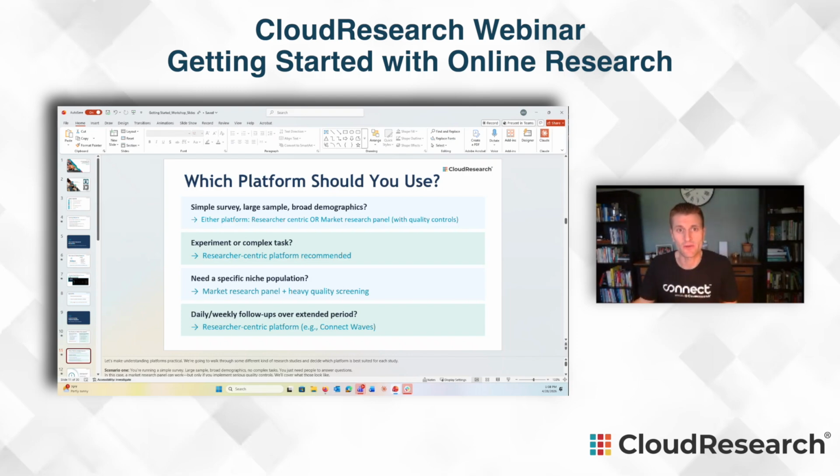So finding or recruiting specific groups of participants is really one of the strengths of market research panels. And there's some ability to do that in researcher-centric platforms. It just often ends up meaning that the researcher has a smaller overall sample size to work with.